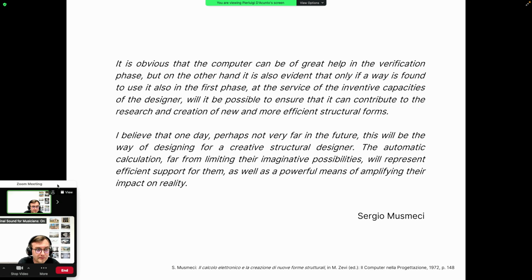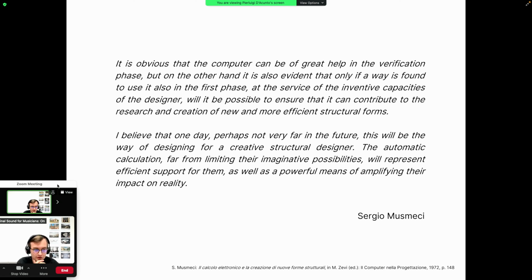I believe that one day, perhaps not very far in the future, this will be the way of designing for a creative structural designer. The automatic calculation, far from limiting their imaginative possibilities, will represent efficient support for them, as well as a powerful means of amplifying their impacts on reality.